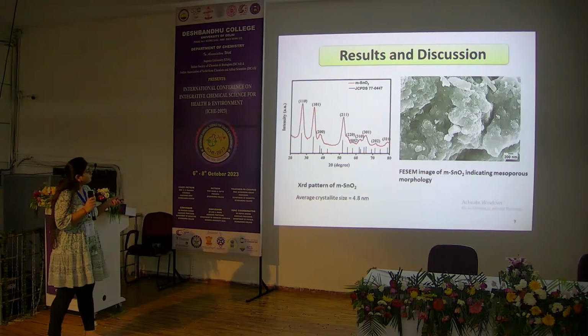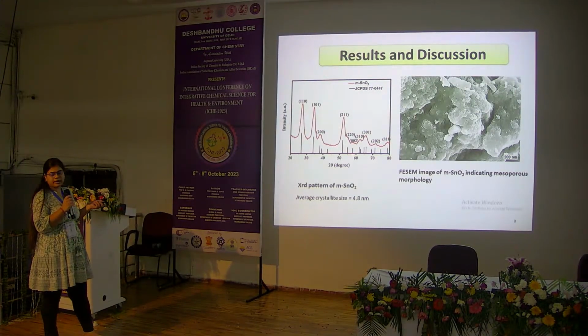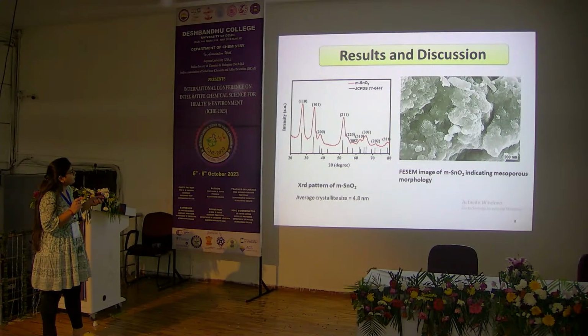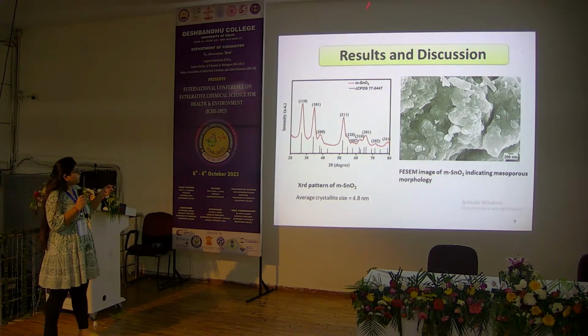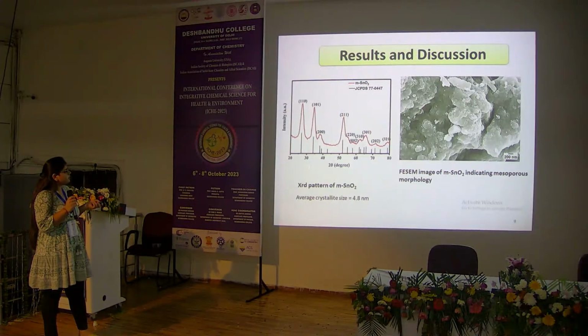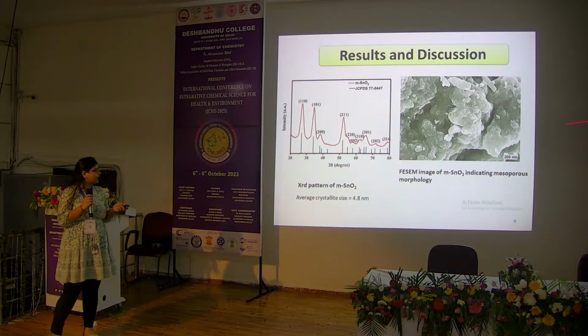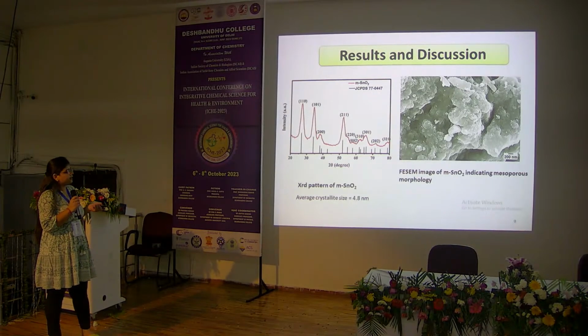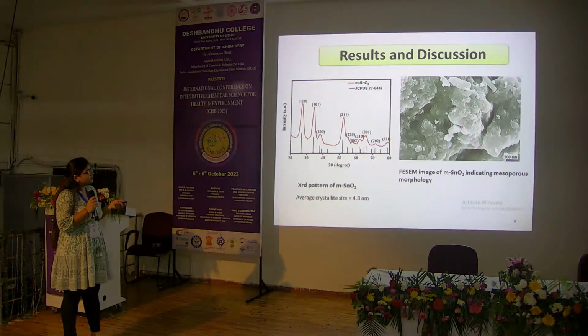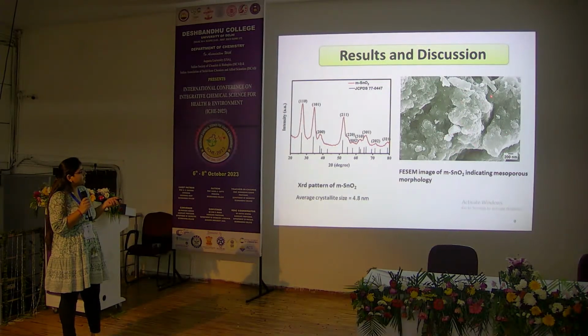The XRD pattern of the synthesized mesoporous tin oxide was in concordance with JCPDS card number 770447, and no extra peak was obtained. All the patterns exhibited the tetragonal rutile structure of SnO2. The average crystallite size was calculated using the Debye-Scherrer formula, and it was found to be 4.8 nanometer. The porous morphology of the sample was predicted from FESEM. We can see the pores in the structure.